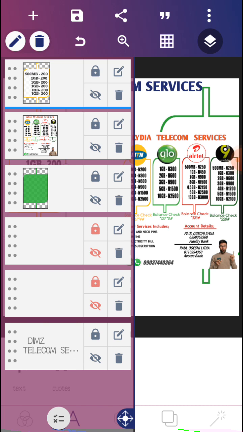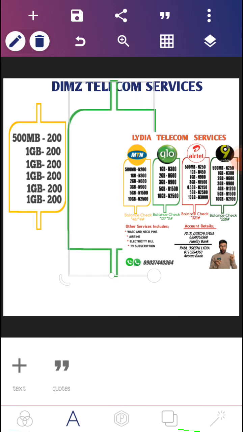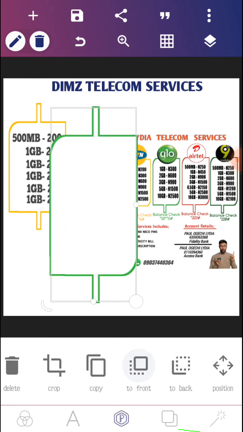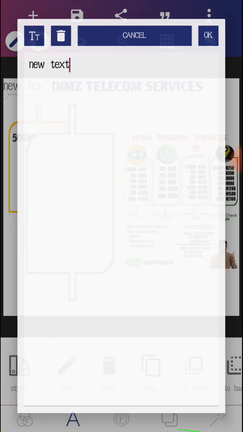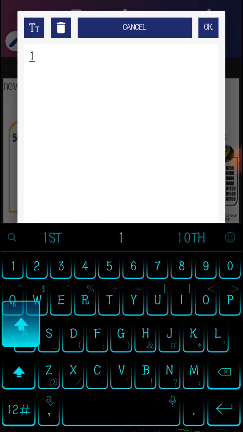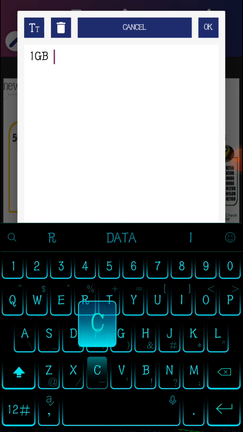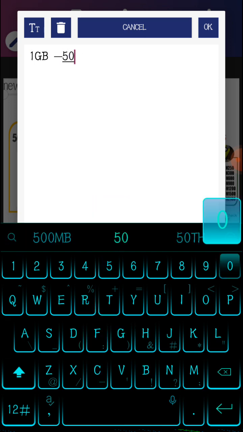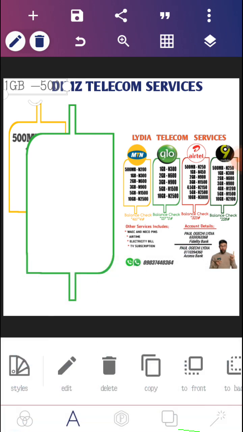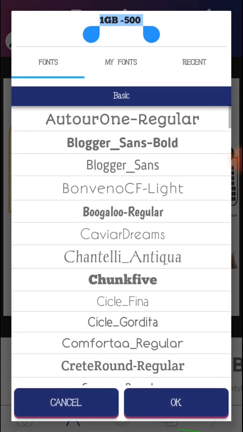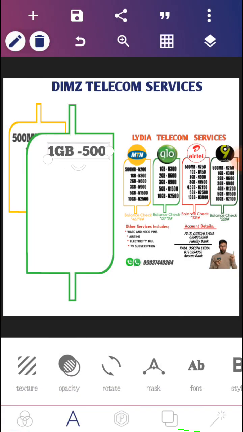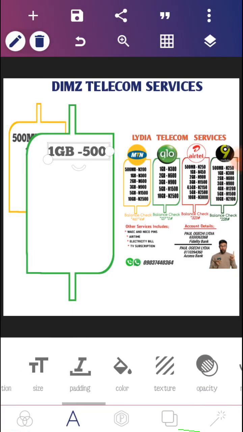I unlock. This one is for Glo, but no, let me work with this first. Glo. So like we did in the first one, we'll place our price. Text, edit, 1 gig, ₦500. Now we're going to use that Chalk 5 again for our font. Font, Chalk 5, okay. So this is our font. You place it very well.